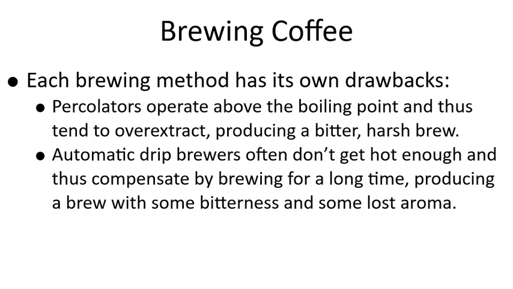Each of the brewing methods has its advantages and drawbacks. Percolators operate above the boiling point of water and thus tend to over-extract, which produces a bitter, harsh brew. Automatic drip brewers often don't get quite hot enough to extract quickly, and so they compensate by brewing for a longer time period. This produces a brew with some bitterness, and some aroma is also then lost to the air.